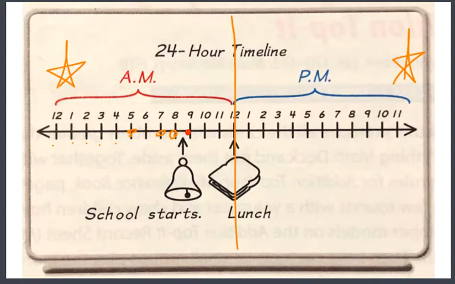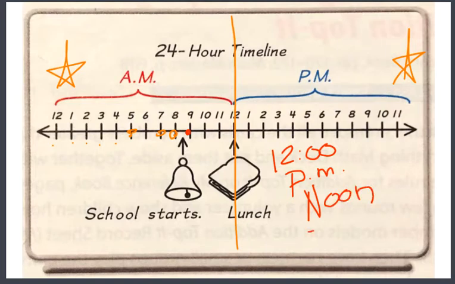And we continue on our day until the orange line happens. That's lunchtime. That is 12 p.m. And we also call it N-O-O-N. Noon. 12 noon. 12 p.m. And the second half starts.